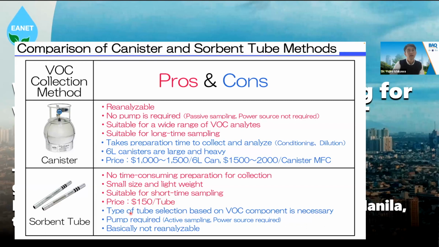And cons is that the types of solvent tubes, there are so many. So you need to choose the appropriate one depending on what kind of VOC component you want to measure. And pump is required, so you will need a power supply. And basically, solvent tubes are not reanalyzable, so you need to take special care for collecting and then analyzing solvent tubes.